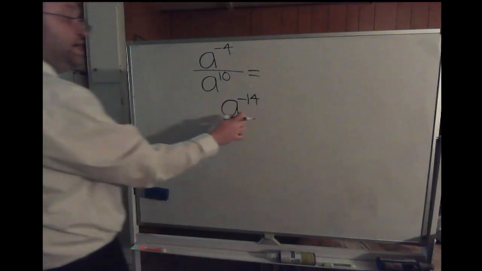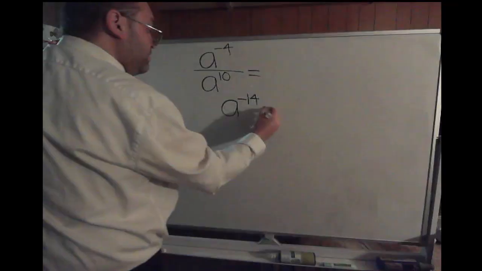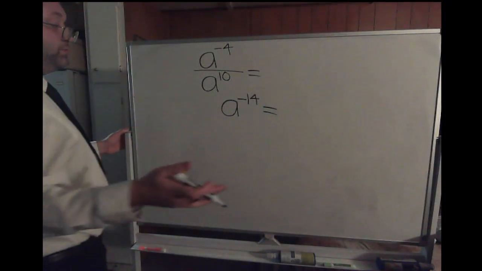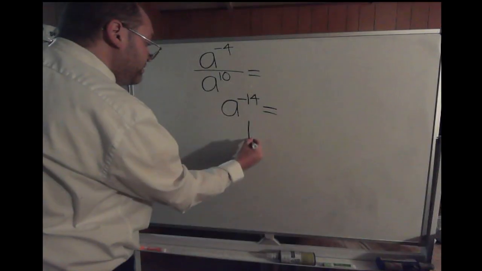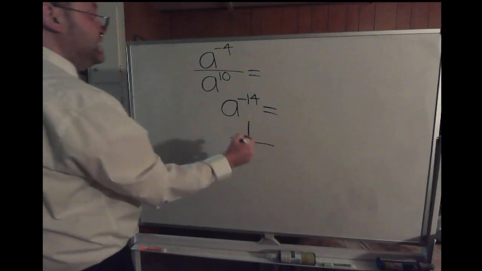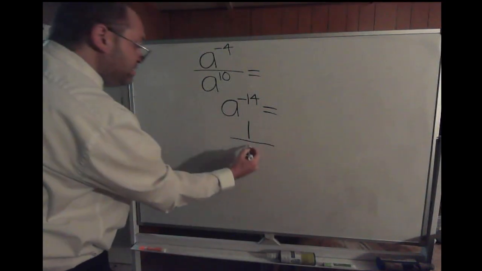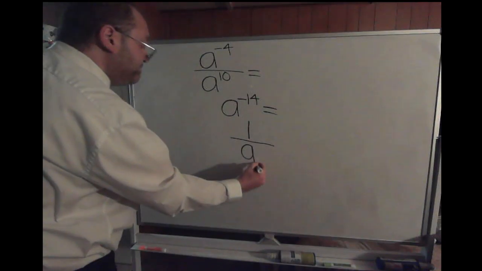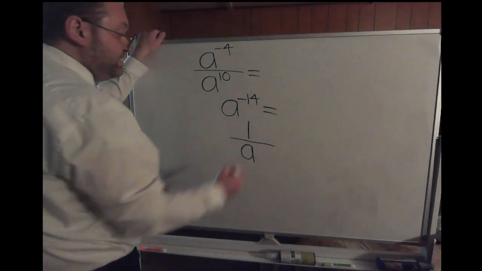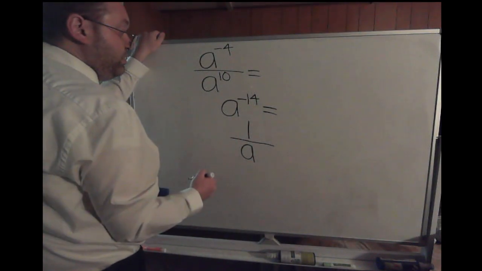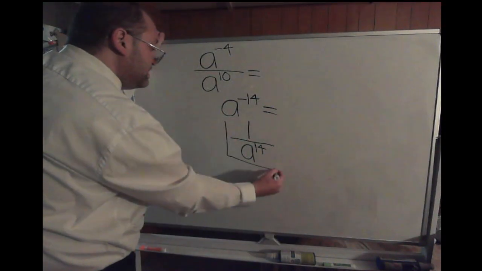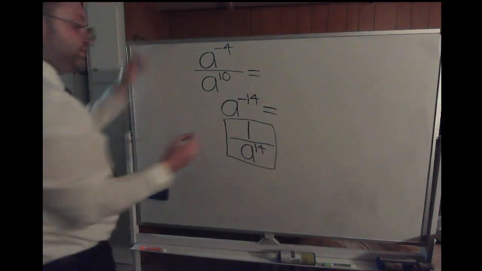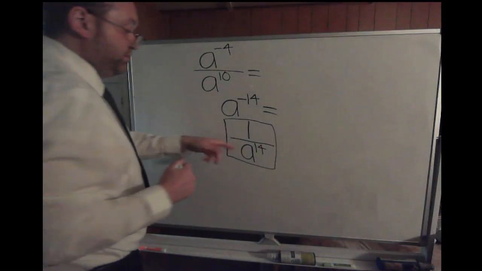So now we have a to the negative 14th power, which we know we have a coefficient of 1, therefore your numerator is 1. You'll take that a, put it in the denominator, and then that negative 14th power becomes positive in the denominator. So the answer you should get for this would be 1 over a to the 14th power.